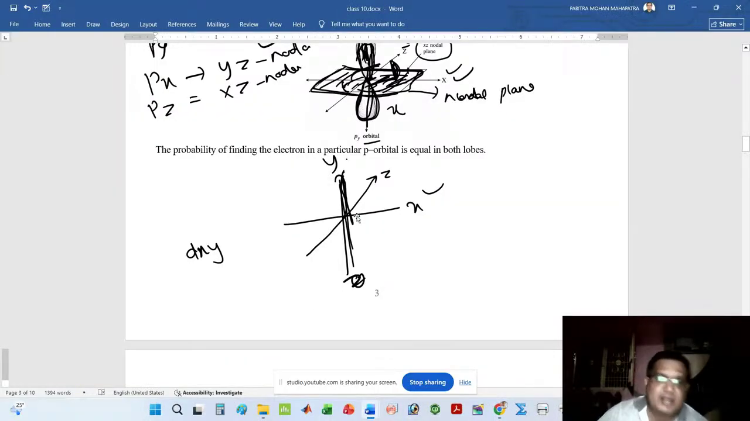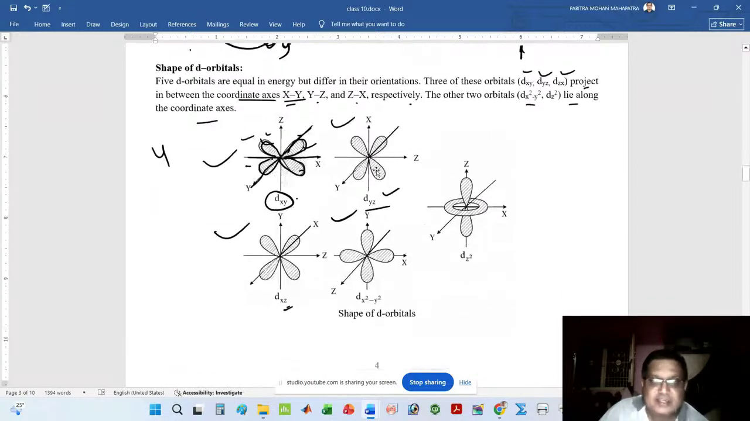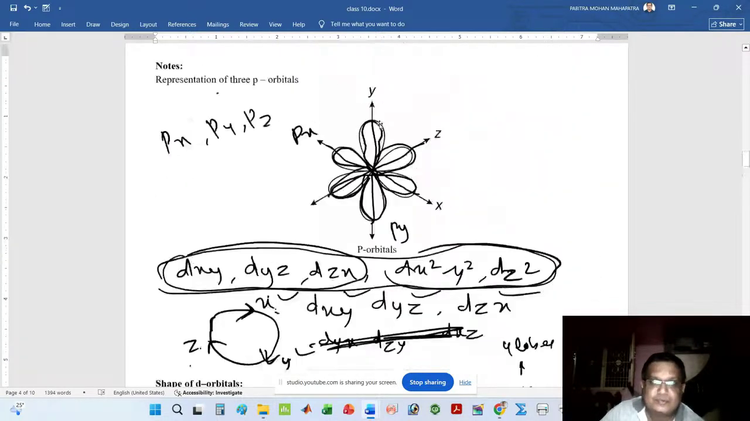Suppose I want to explain about the shape of dxy. A lobe is present in between the x-axis and y-axis. A lobe is present here also. That is your x-axis, y-axis. Here also, here also. Let me explain the other two.